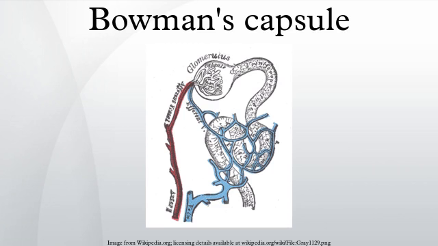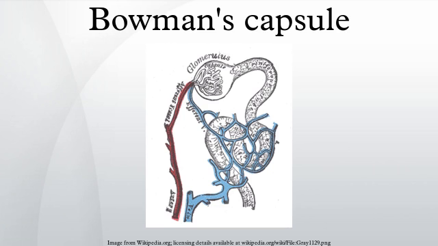Bowman's capsule is a cup-like sac at the beginning of the tubular component of a nephron in the mammalian kidney that performs the first step in the filtration of blood to form urine. A glomerulus is enclosed in the sac. Fluids from blood in the glomerulus are collected in the Bowman's capsule and further processed along the nephron to form urine. This process is known as ultrafiltration.